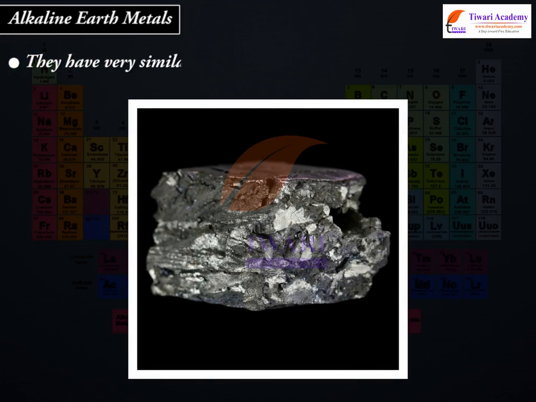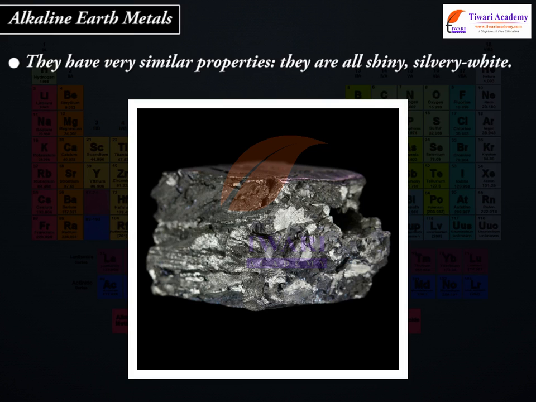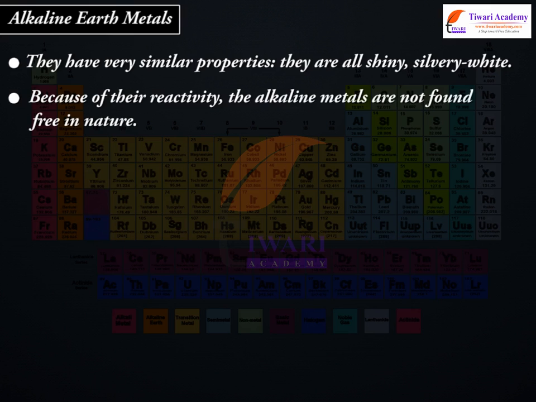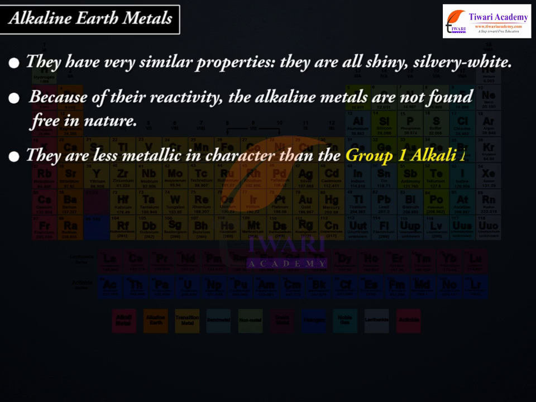They have very similar properties. They are all shiny, silvery white. Because of their reactivity, the alkaline earth metals are not found free in nature. They are less metallic in character than the group 1 alkali metals.